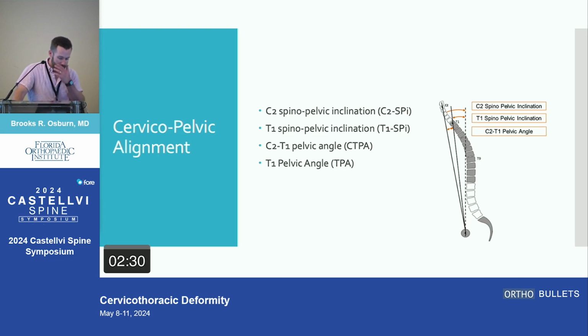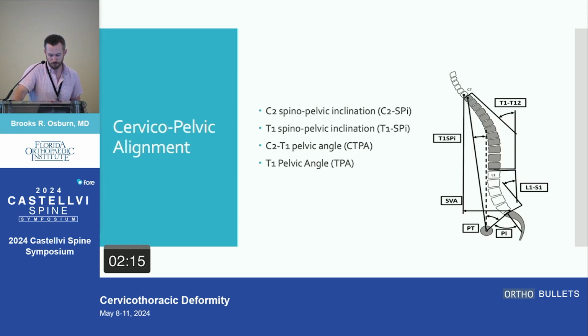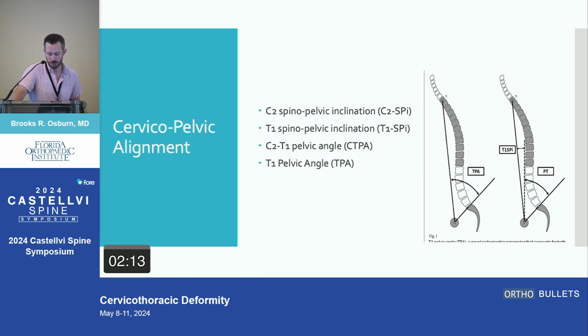The one that I typically use the most is the T1 pelvic angle. This is more for thoracolumbar deformity, but anything that's less than 14 degrees for a TPA tells you that you've done a good job in terms of your correction for a thoracolumbar deformity. These are just demonstrations here.